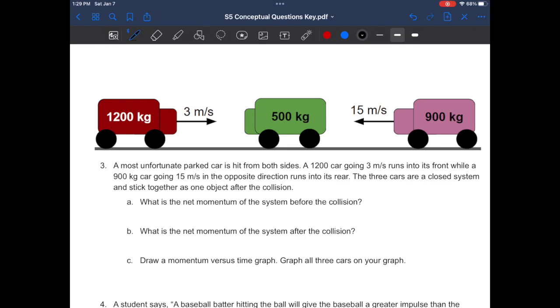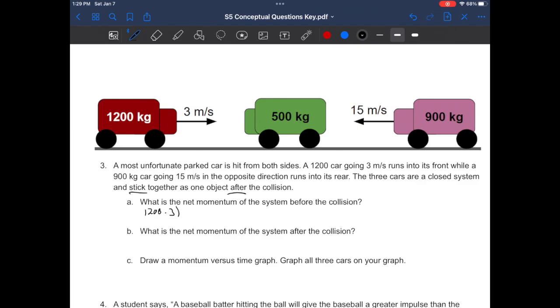All right, page 2. Now we've got a collision: 1,200 kilograms going to the right at 3 meters per second, 900 kilograms going to the left, so negative 15 meters per second, and 500 kilograms standing still. What is the net momentum of the system before the collision?